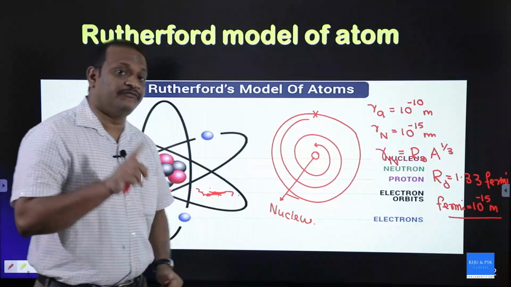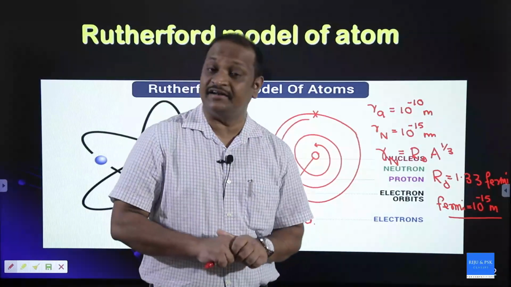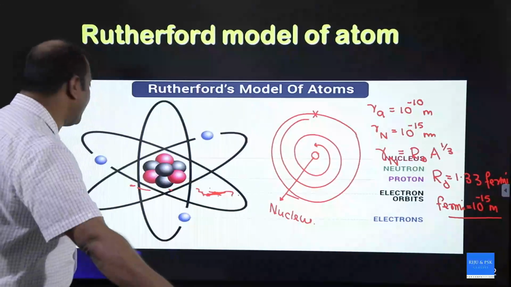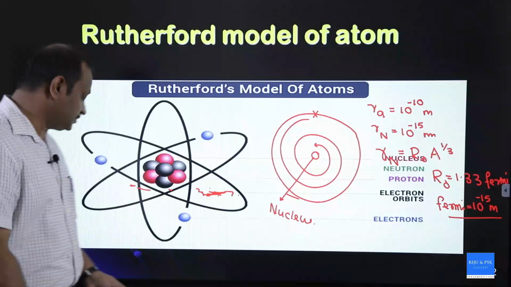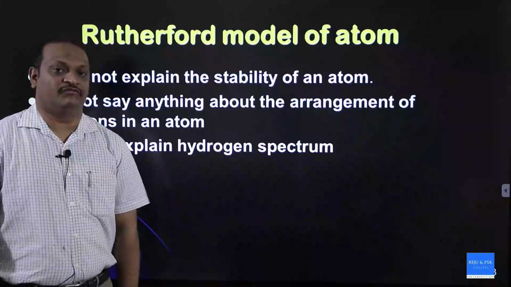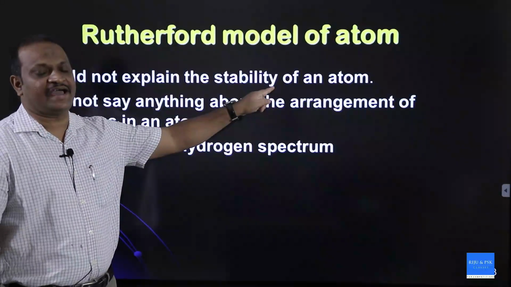That is the first drawback. Second drawback, he couldn't explain the hydrogen spectrum. And let's see what the drawbacks of the Rutherford model of the atom are. See, these three points are the drawbacks of the Rutherford model of the atom. First point, he could not explain the stability of an atom.